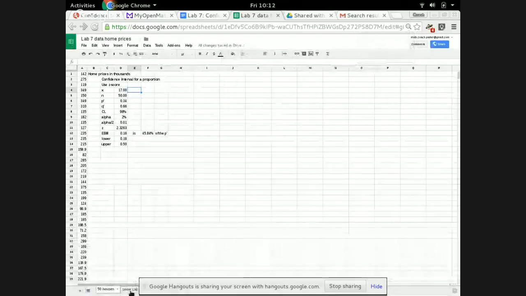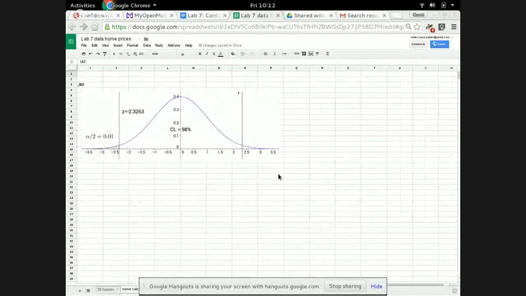Okay, here's my other tab. If I decrease the confidence level, that narrows the interval. But who wants to be less confident? That's not necessarily good either.